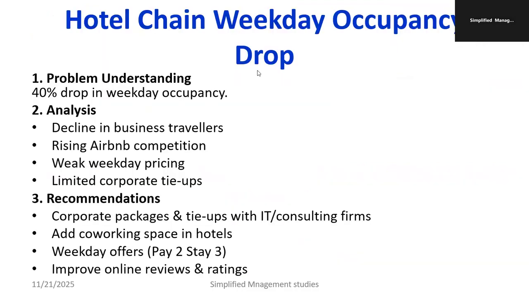One of the case studies you can observe is hotel chain weekly occupancy drop. So the problem understanding is a 40% drop in weekday occupancy. Hotel chain weekday occupancy, not weekend occupancy. Hotel chain weekday occupancy drop. 40% drop in weekday occupancy. What could be your analysis?